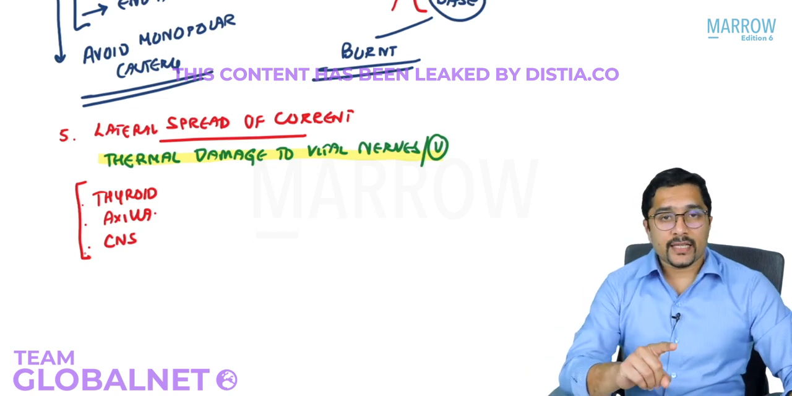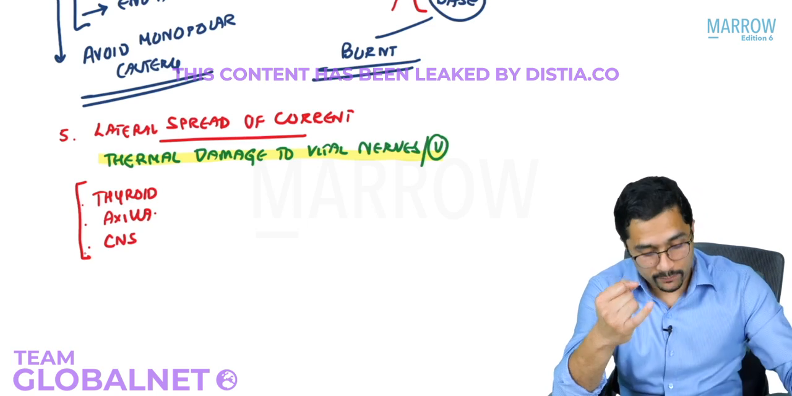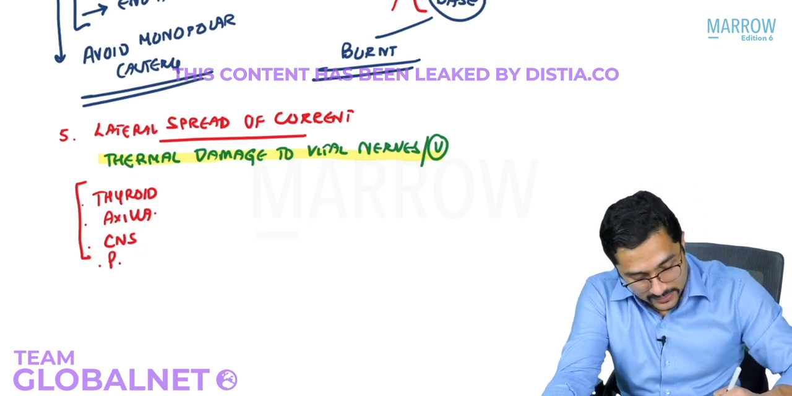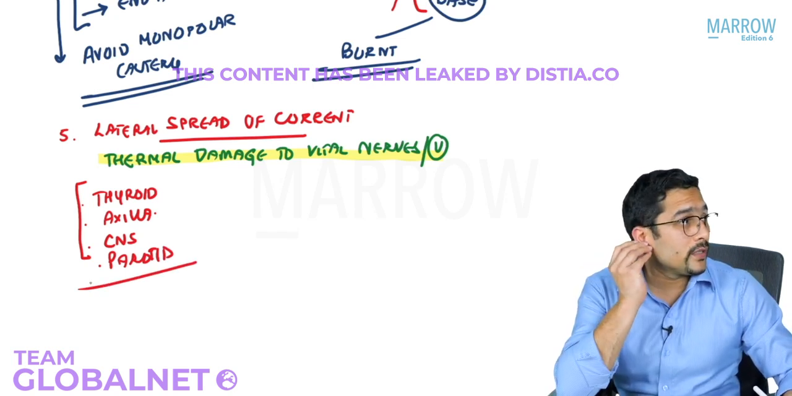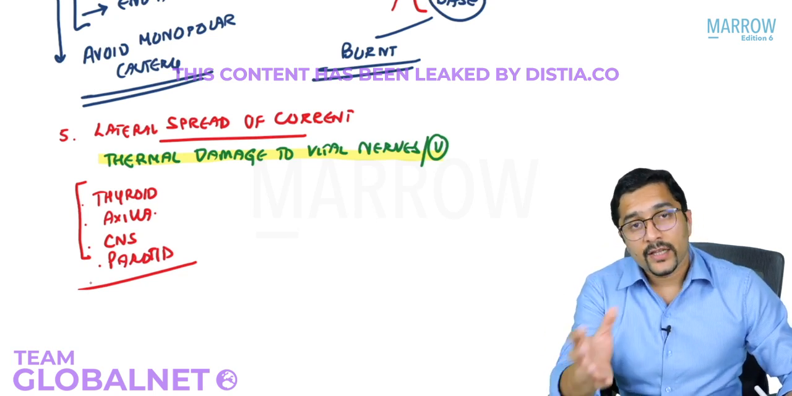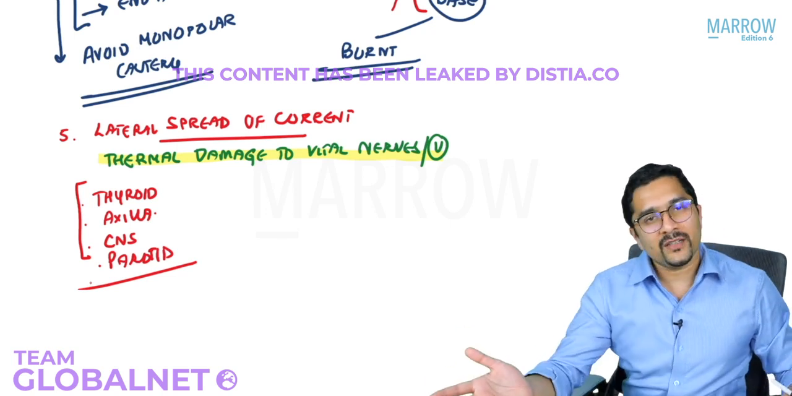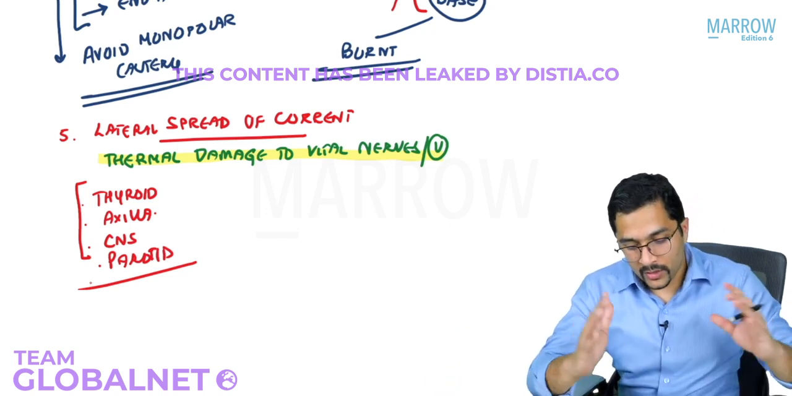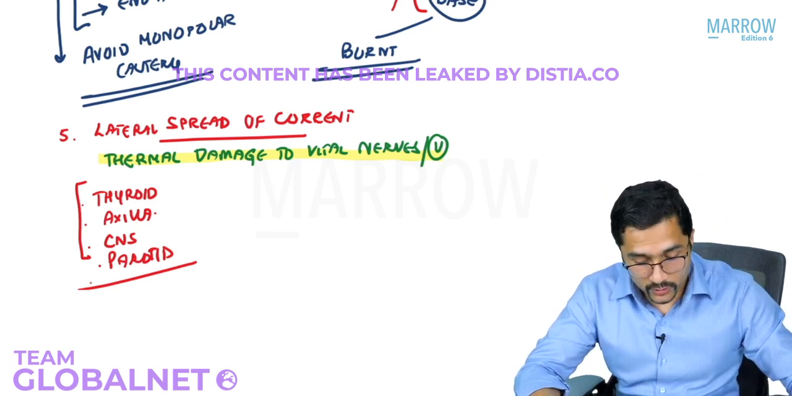So to summarize again, monopolar cautery will be avoided in thyroid surgery, parotid surgery, axillary surgery, CNS surgery, and in patients with cardiac pacemakers. And also ear lobule and penile surgery where there are end arteries. So in all these places, because monopolar is avoided, we will use a bipolar cautery. So these were the points regarding monopolar cautery which I wanted you to know.